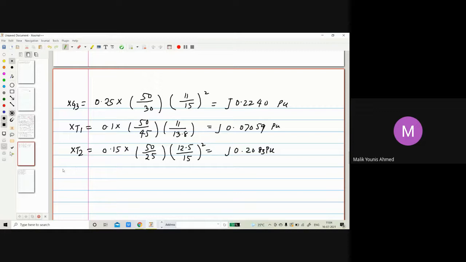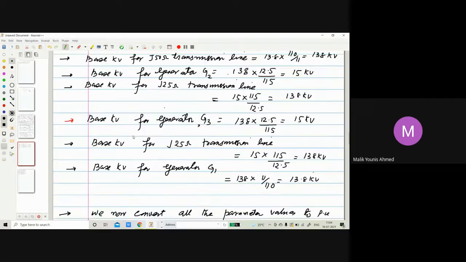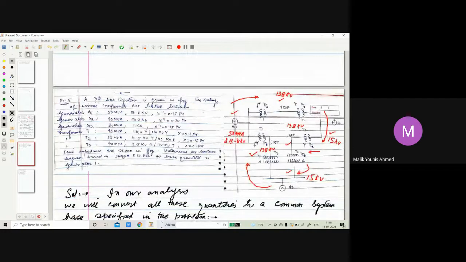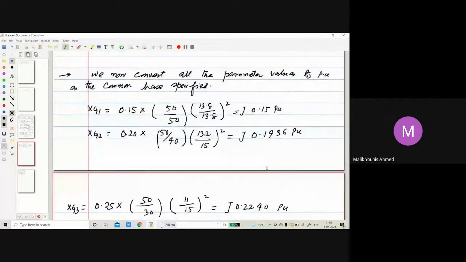Okay. Next is XT3. XT3 is 0.1. You can very clearly see here, again, 0.1 is the new value. So S base new is 50 by 40. So if we are going to be on the transformer T3, suppose we are going to be on the 12.5 side, then 12.5 again you have to take 15. If you are going to 115, that will be 138. So accordingly you have to choose the bases.